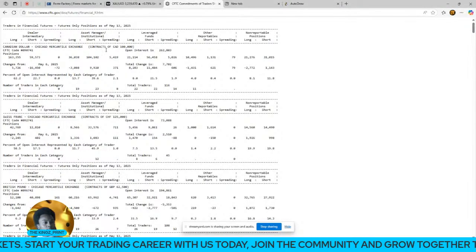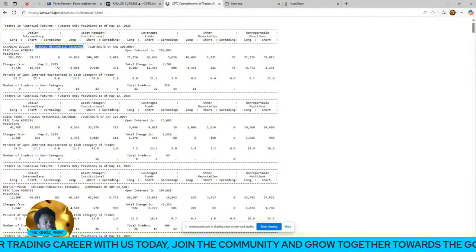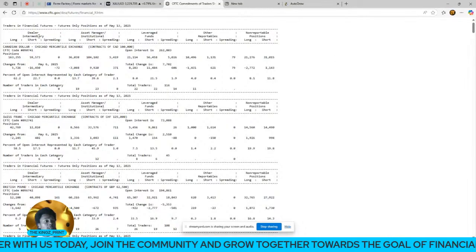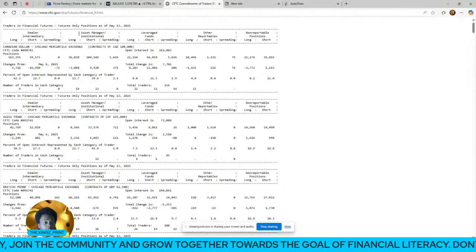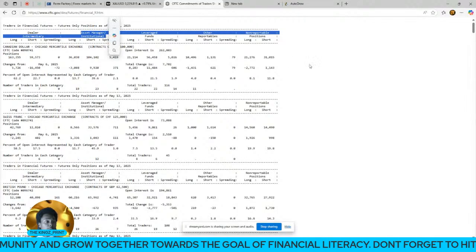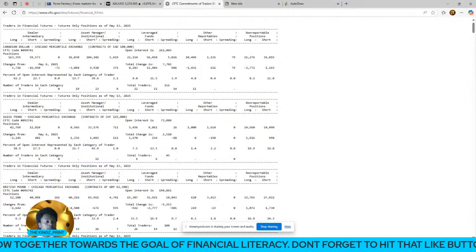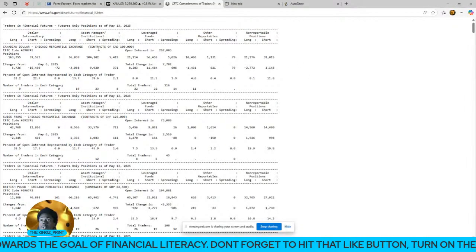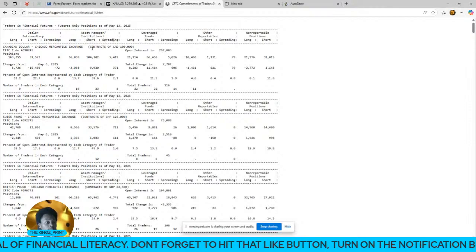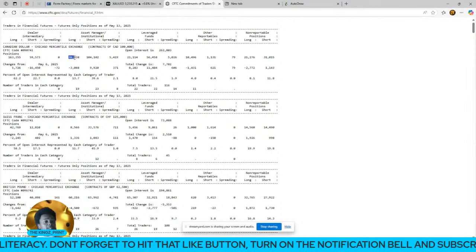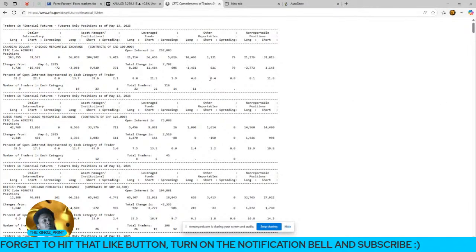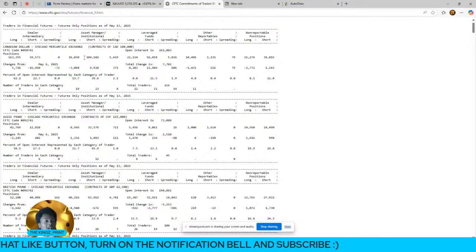Looking at Canadian dollar, so this is the Chicago Mercantile Exchange. We want to look at asset managers, institutions. We don't want to look at the commercials. So actually, we want to look at non-commercials, not the commercials. We can see that generally we have 36,000 long positions and 104,000 short positions.